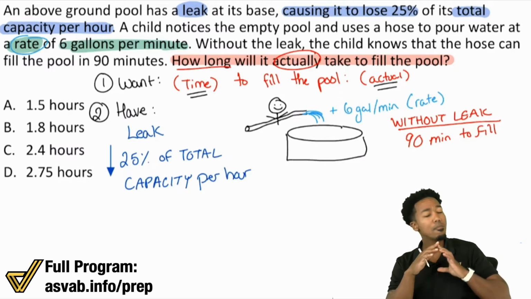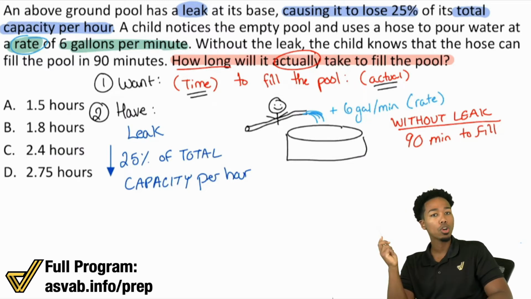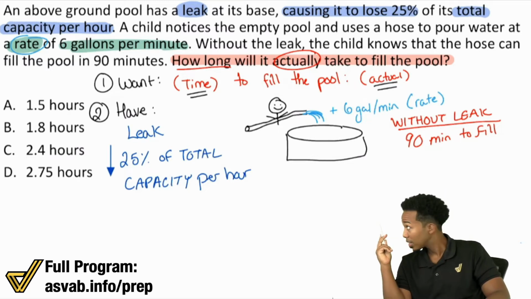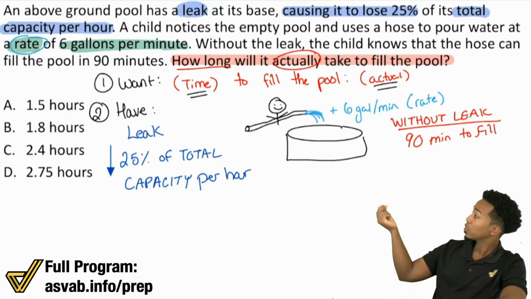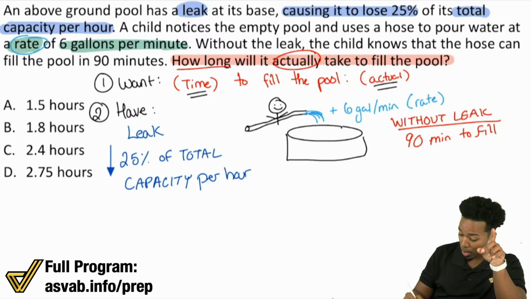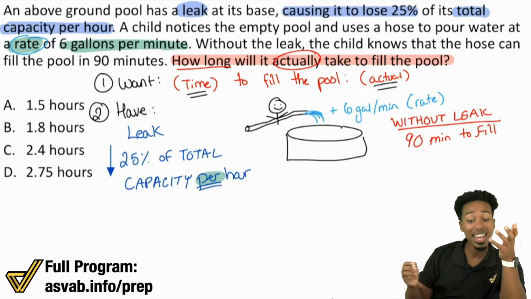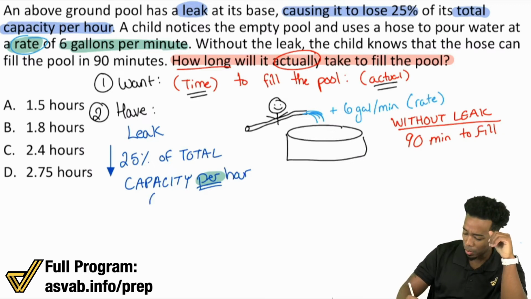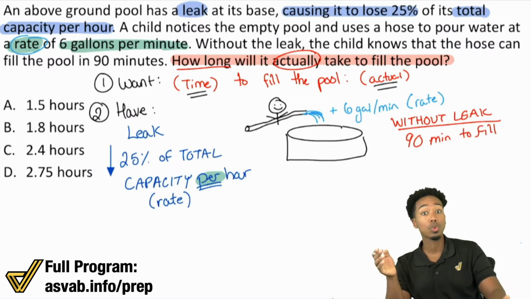So this is a mental nuts problem. Why? Because here's the thing. You saw that we were given a rate right there for the child putting in the water in the pool. Then we also saw the leak. 25% of the total capacity per hour is being lost. That's another rate. Again, the word per gives away that that is also a rate. So what are we supposed to be doing with these rates? We're supposed to subtract the rates.